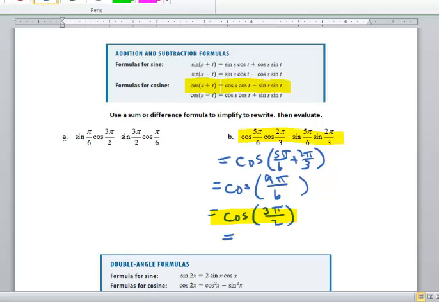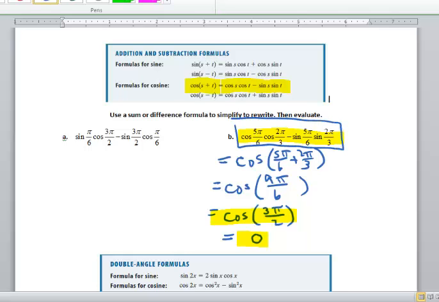Well, at 3 pi over 2, the cosine would be 0, because cosine is the x value, and the x value at 3 pi over 2 would be 0. So that's evaluating it. I've simplified it to rewrite it as the cosine of 3 pi over 2, and then I've evaluated it to be 0. And again, could you have gotten 0 by using the given problem and substituting all your values?